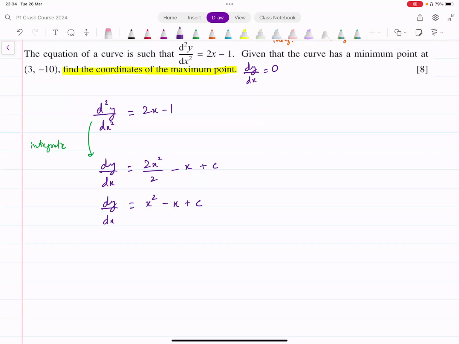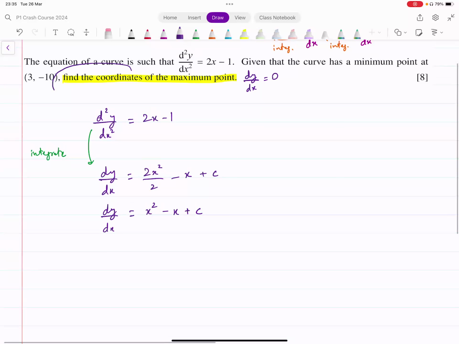We have to put this equal to 0, and that will give us the x coordinate of the turning point. But now the problem is we have a c here. How do you find the value of c? Do we have any information given in the question that can help us find this value?